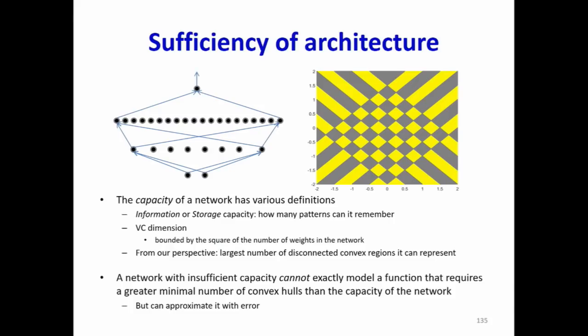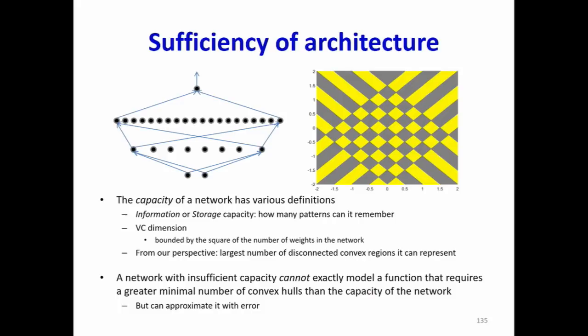So to summarize, I'm speaking of a sufficiency of architecture. The capacity of a network has various definitions. They have things like information storage capacity, which is how many patterns it can remember. If you're working with machine learning, people like to talk about VC dimensions of classifiers and so on. From our perspective, the capacity of a network is the ability to partition a space into different regions, how many different convex hulls it can partition the space into, and how effectively it can do so. Of course, this is a very informal way of thinking about it.